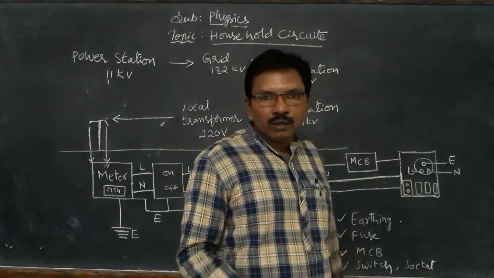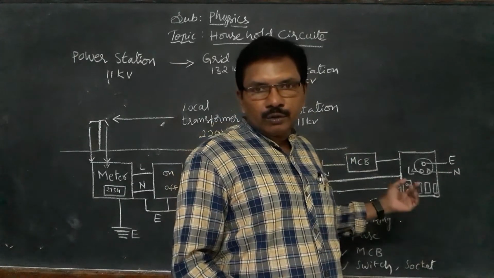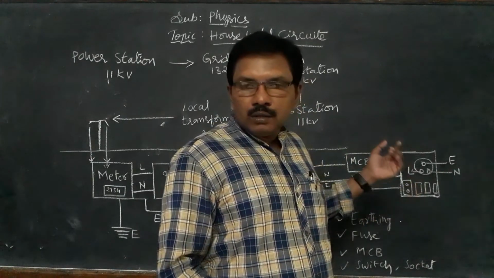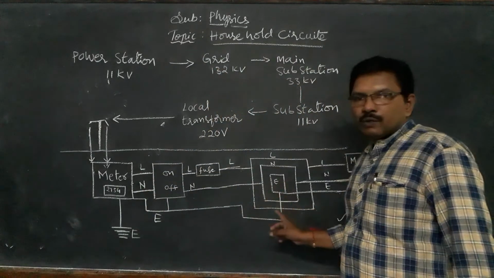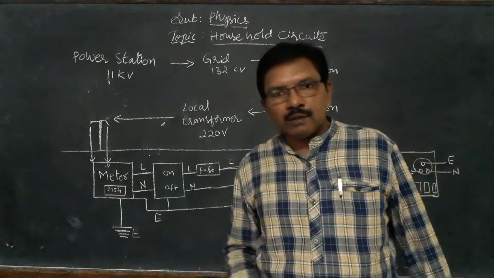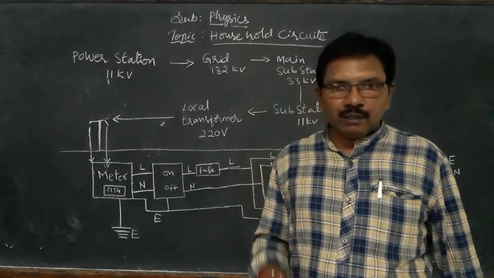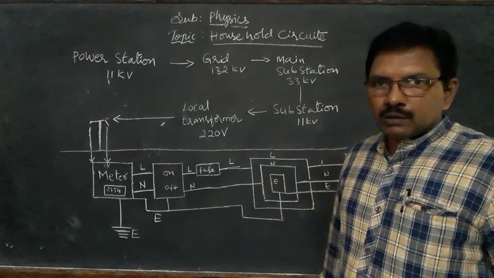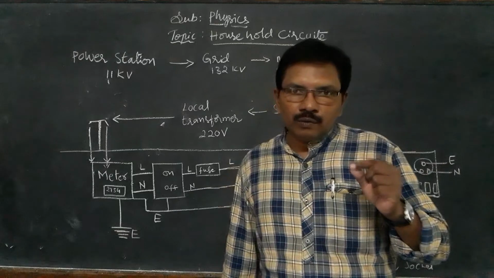Fuse, I already told you, protects the household circuit from overheating or burning. We connect the fuse at the beginning only. So for even a small amount of heat it will melt. Tin and lead, low melting point metals, are used for the fuse.